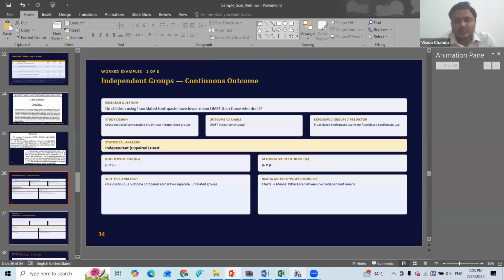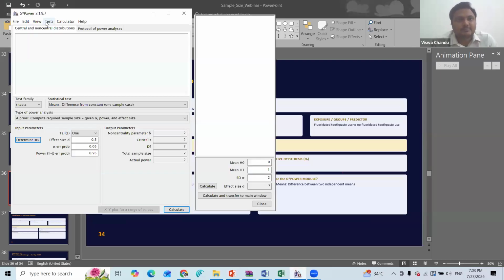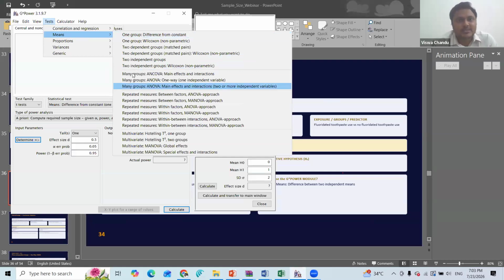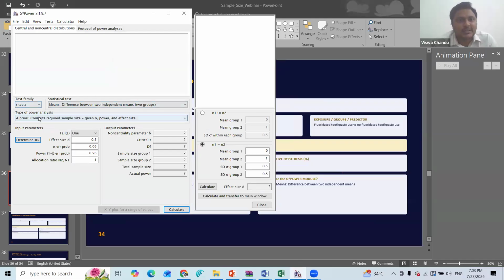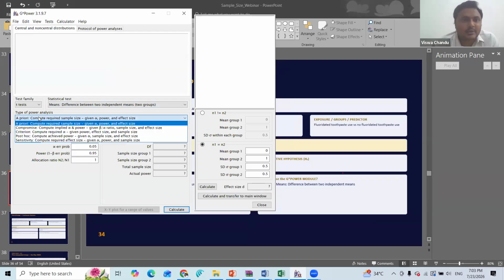I'm just switching to the G*Power software. I hope it is visible. So under tests, I'm going to select means, two independent groups. So this is what I'm talking about, type of power analysis. By default, we will have the a priori sample size analysis, but you can always change it to compromise, criterion, post hoc, sensitivity, depending on your context.